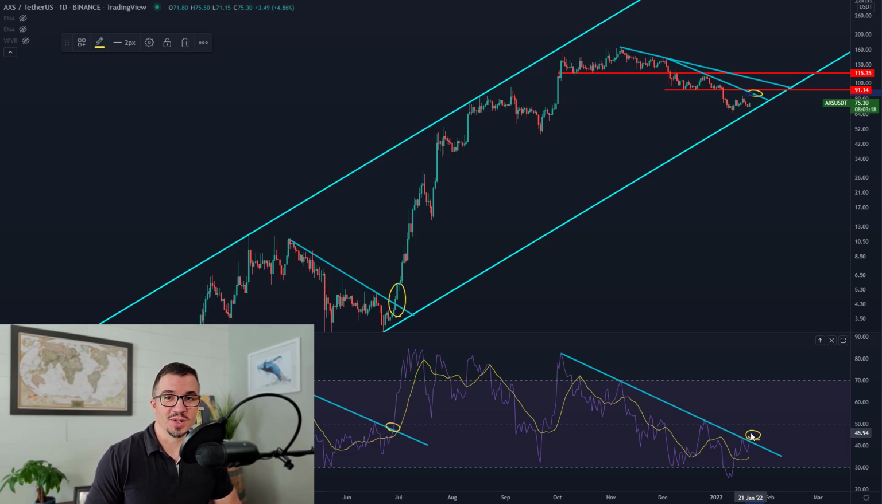So if you missed that, be sure to check it out. But yeah, Axie Infinity, I think, has some potential later this year if it can clear some of these resistance levels and that RSI does start to break out.